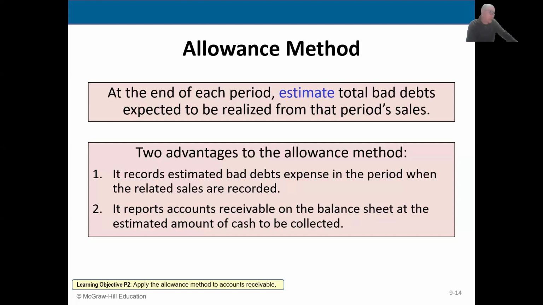There's two advantages to doing this. One, of course, is I can record that estimated bad debt expense related to when the sales are recorded. I could do it monthly or I could do it annually as long as I adhere to the matching principle, right? It has to be within that year. And two, it reports accounts receivable on the balance sheet as an estimated amount of cash to be collected. It's good for budgeting.